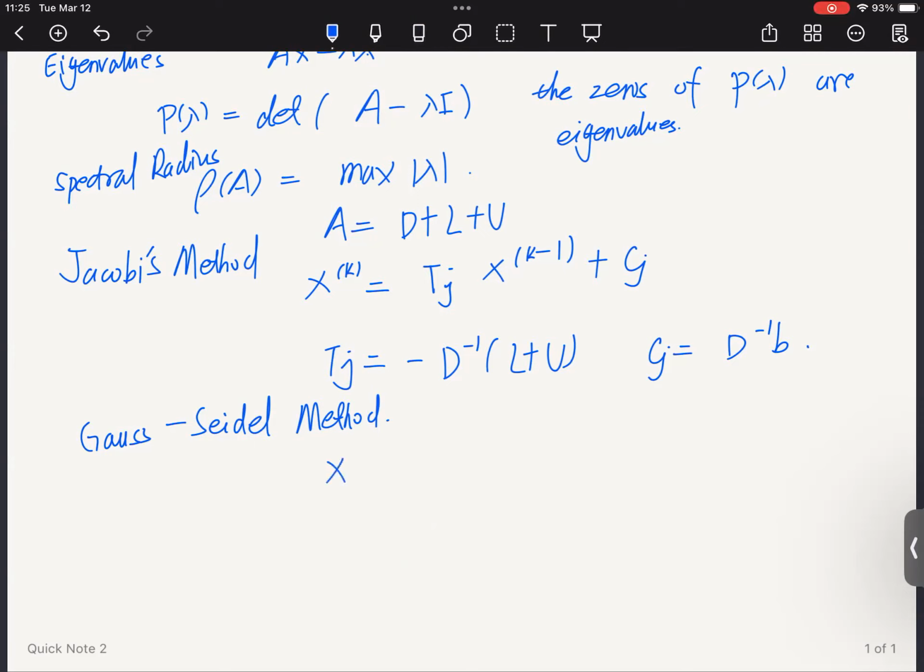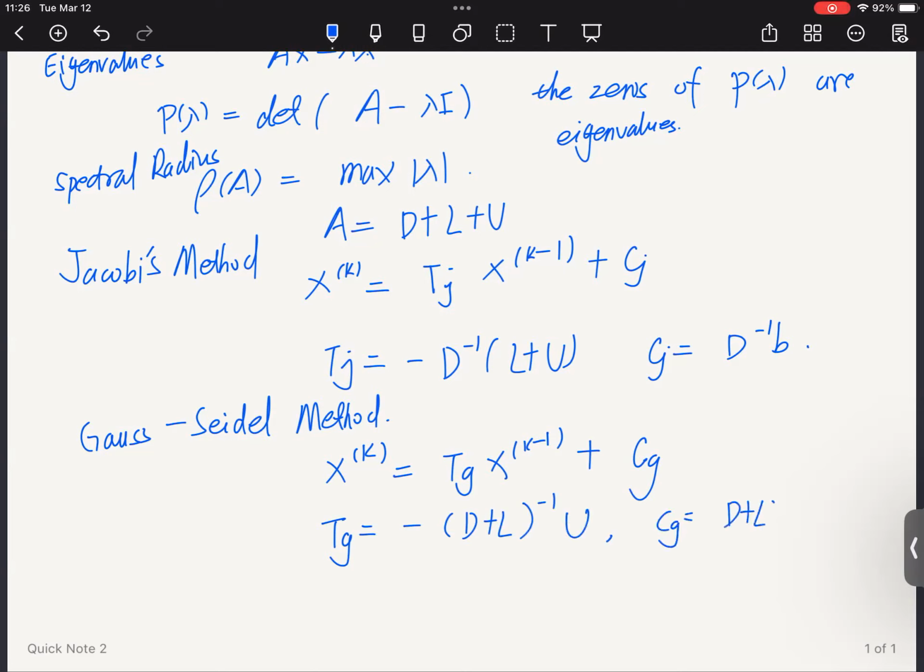So in the Gauss-Seidel method, you will see this: xk equals to Tg, G represents the Gauss-Seidel method, times xk minus 1, plus Cg. And you would see that they have the same pattern, right? Tg, Cg, Tj, Cj, matrix and vector, matrix and vector here, but the definitions of the matrix and vector are different. The Tg is calculated in this way. The Tg is the negative of D plus L inverse times U, and then the Cg is D plus L inverse times B. This is how we calculate the matrix format in the Gauss-Seidel method.